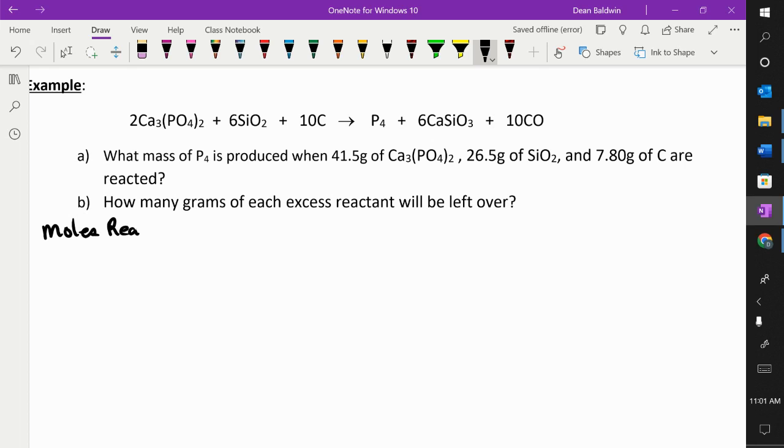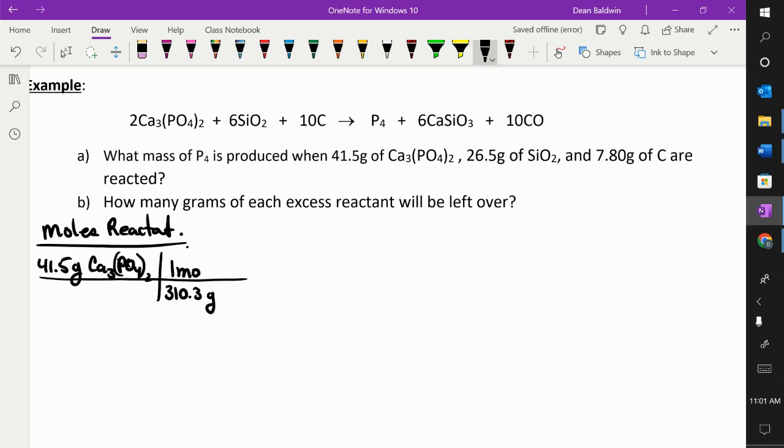Moles of reactants. Okay. 41.5 grams of Ca3(PO4)2. I have no idea what the molar mass of calcium phosphate is. Does anybody know? 310? 310.3 grams per mole. So if you divide 41.5 by 310.3, you get 0.134.